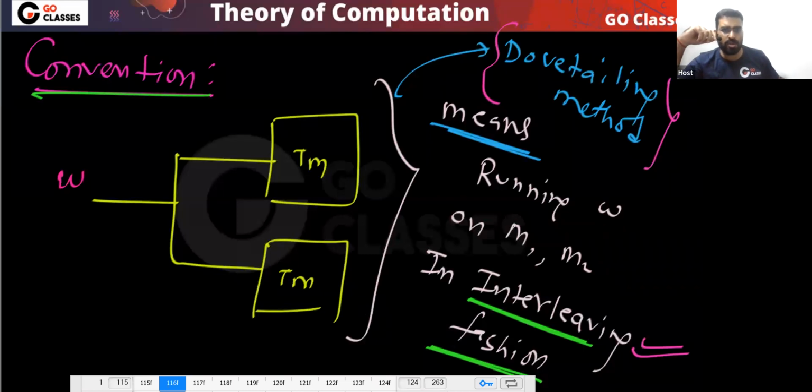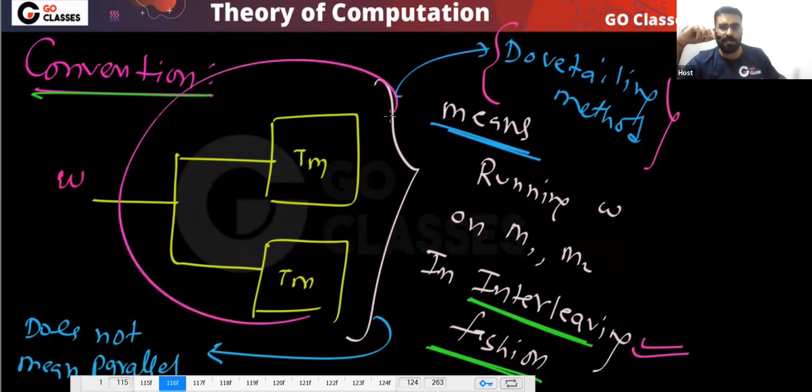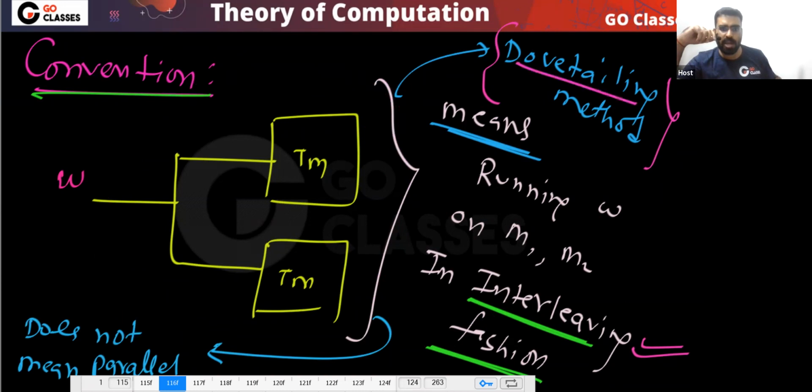So this diagram does not mean parallel. Please understand, this diagram does not mean parallel. It simply means that I am using dovetailing. So whenever I create a diagram like this, it means I am using dovetailing. Okay, now you tell me.